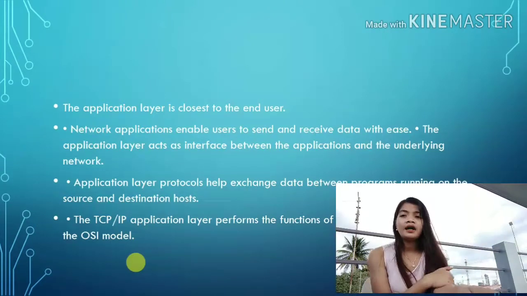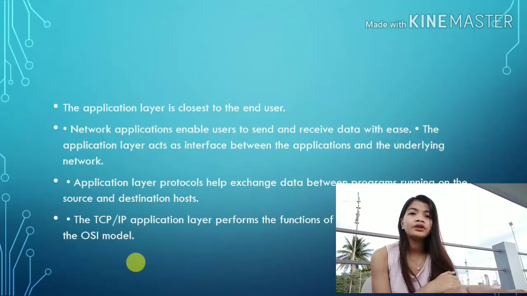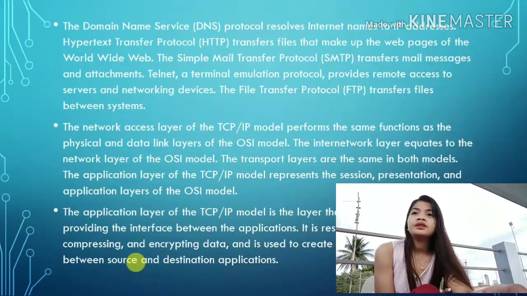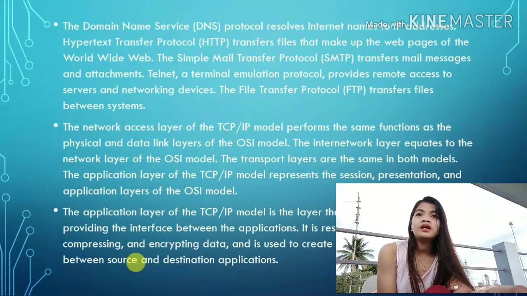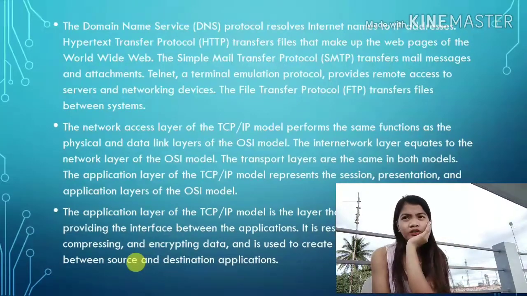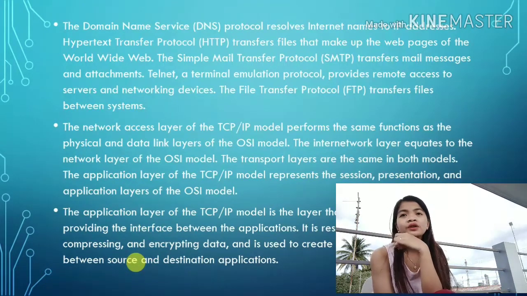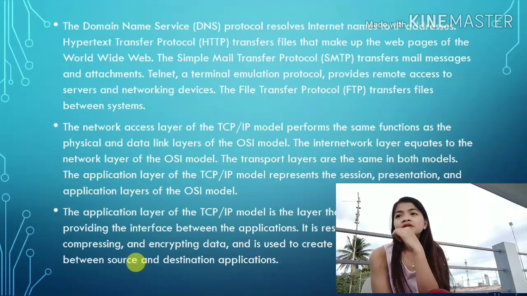The TCP/IP application layer performs the functions of the upper three layers of the OSI model. The Domain Name Service or DNS protocol resolves internet names to IP addresses. Hypertext Transfer Protocol refers to the files that make up the web pages of the World Wide Web. The Simple Mail Transfer Protocol, or SMTP, transfers mail messages and attachments. Telnet, a terminal emulation protocol, provides remote access to servers and networking devices. The File Transfer Protocol, FTP, transfers files between systems.